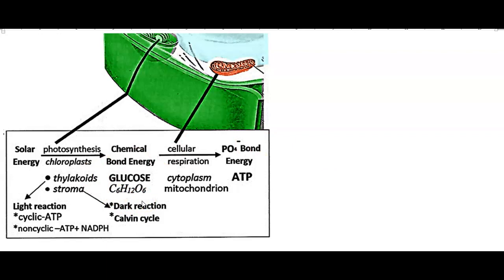Glucose cannot be used directly for energy. So glucose now has to be converted into ATP, and that is what cellular respiration is all about: converting the chemical energy, another term for chemical bond energy, into phosphate bond energy in the form of ATP. It begins in the cytoplasm when the glucose leaves the chloroplast, goes to the cytoplasm, and gets split in two, and the pyruvates enter into the mitochondrion.